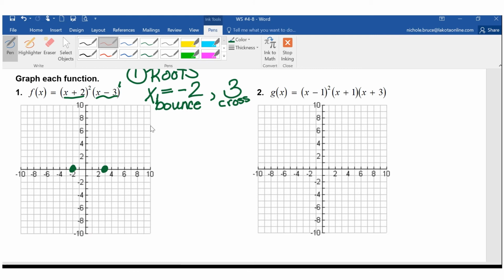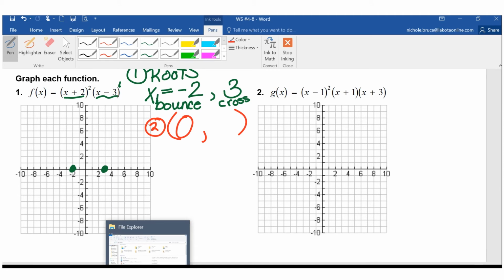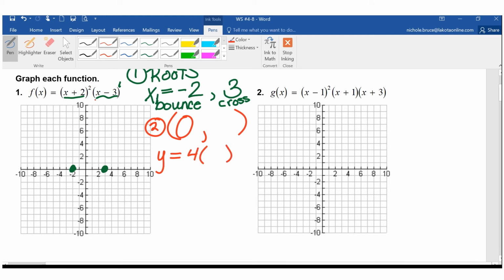All right, step number 2, we got to find our y-intercept. So that means you put a 0 in for x, then we have to solve for the y. So if you put a 0, what's 0 plus 2 squared? Good. And then 0 minus 3? Awesome. So y is negative 12. So that's another point that we can graph. We can plot (0, -12), kind of where we think it would go.